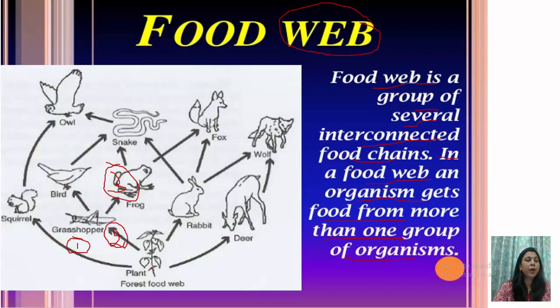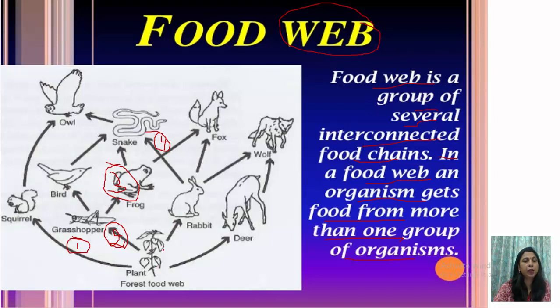Okay. Now plant, grasshopper, frog. Then frog is eaten up by the fox. This is our food chain number 4. You can see in these food chains, plant is common to all, whereas this frog is common to the third and fourth food chain. Okay. Grasshopper is common to the second and third food chain.